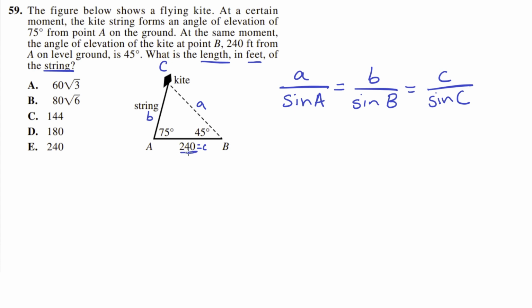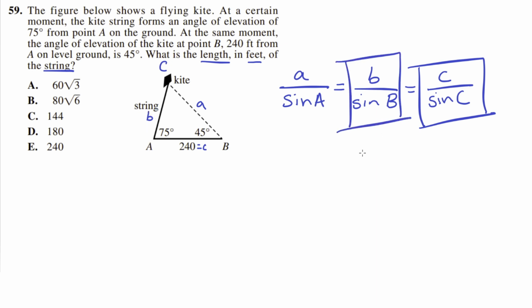Since we only know one distance, we'll have to use C over sine C, and we want to find the length of side B, so we'll also use this side here. So we'll be using this to solve the equation: B over sine B equals C over sine of C. So now we need to find the value of B.